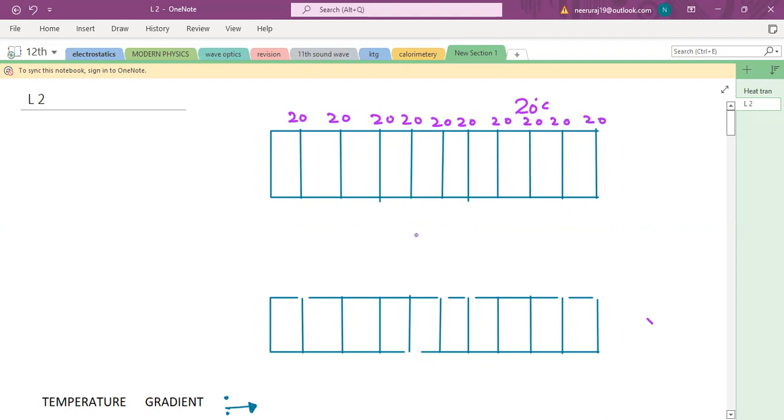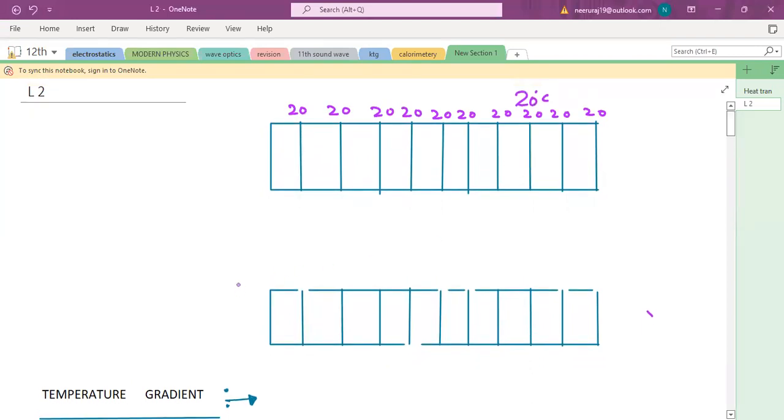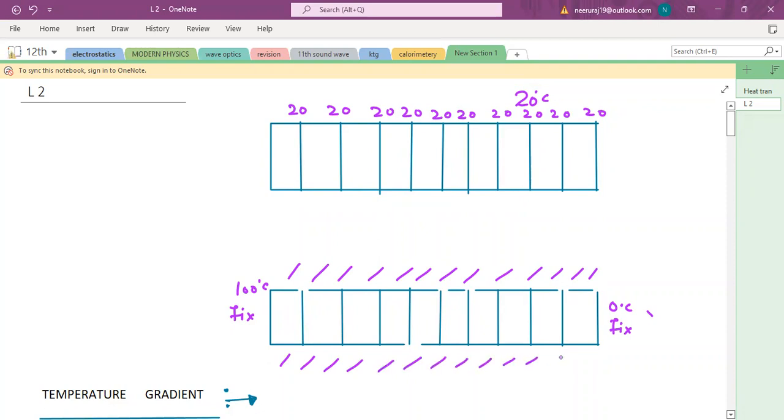Now what we did, we place this rod. One corner of this rod is placed at 100 degrees, and let's take this as fixed. And this corner of the rod is placed at, suppose, 0 degrees, and this is also fixed. And from all the sides, the rod is covered with some insulated material, so that heat can flow only in one dimension, in one direction, and this is the direction of the heat.